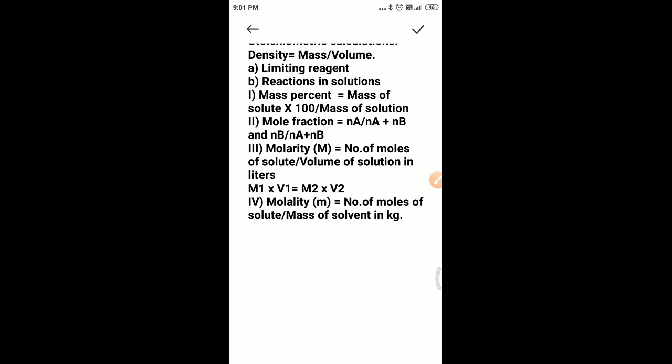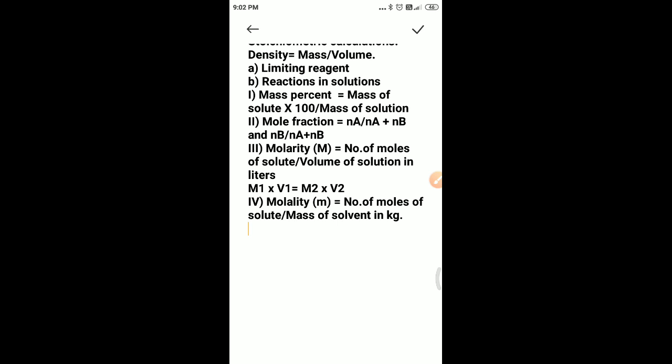M1, 0.2 M into 1000 ml equals 1 molar into V2. Therefore V2 is equal to 0.2 M into 1000 ml divided by 1 M. We get 200 ml. Note that the number of moles of the solute NaOH was 0.2 in 200 ml, and it has remained the same even after diluting to 1000 ml.